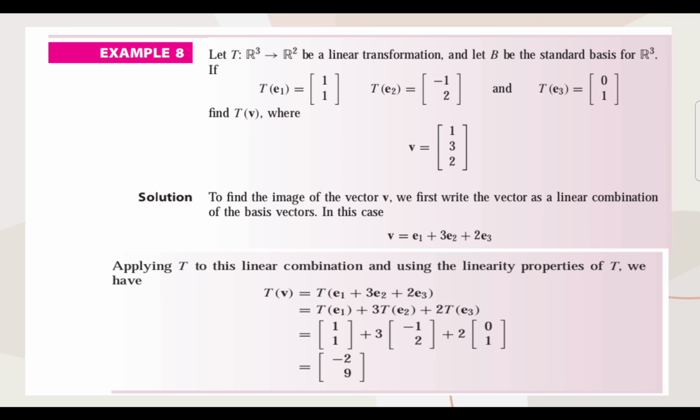Next, in example number 8, let T from R cubed to R squared be a linear transformation, and let B be the standard basis for R cubed. If T of e sub 1 equals (1, 1), T of e sub 2 equals (negative 1, 2), and T of e sub 3 equals (0, 1), find T of V, where V equals (1, 3, 2).